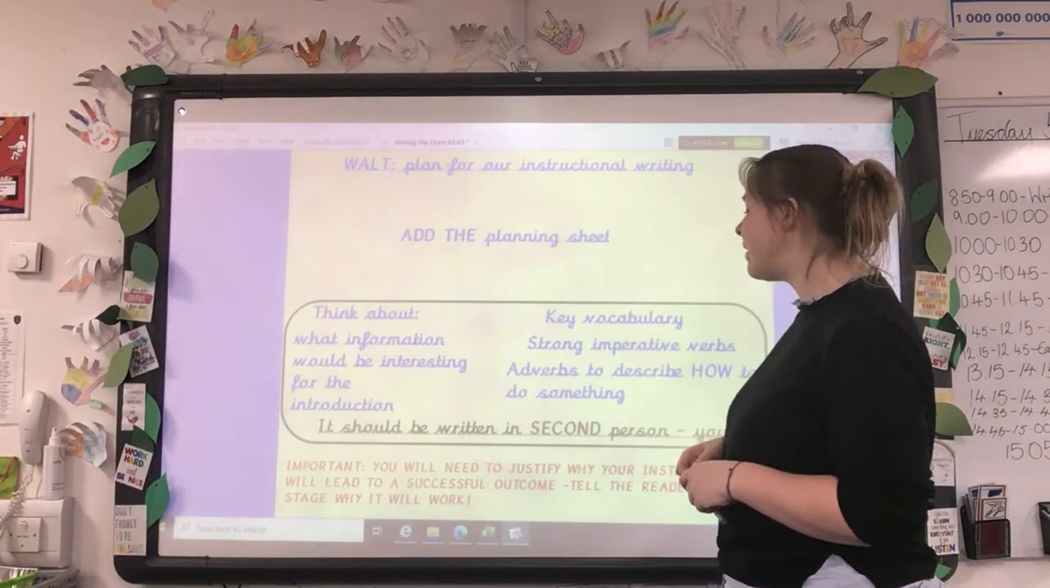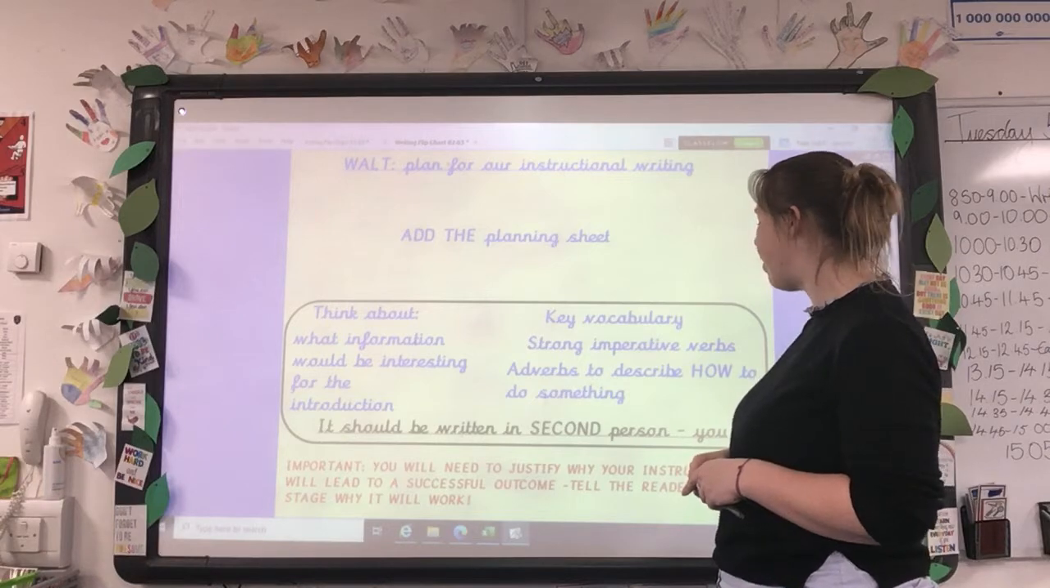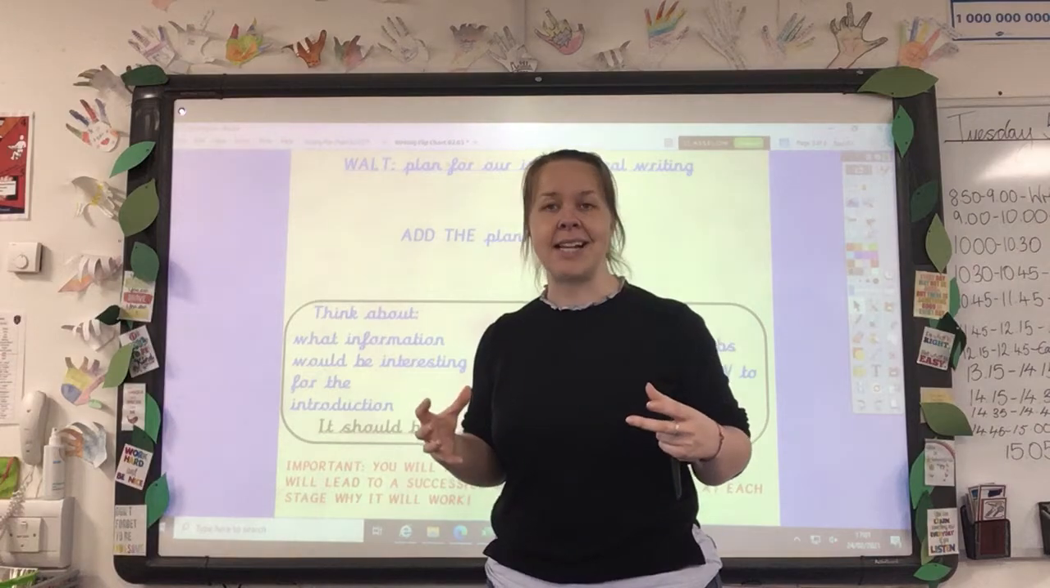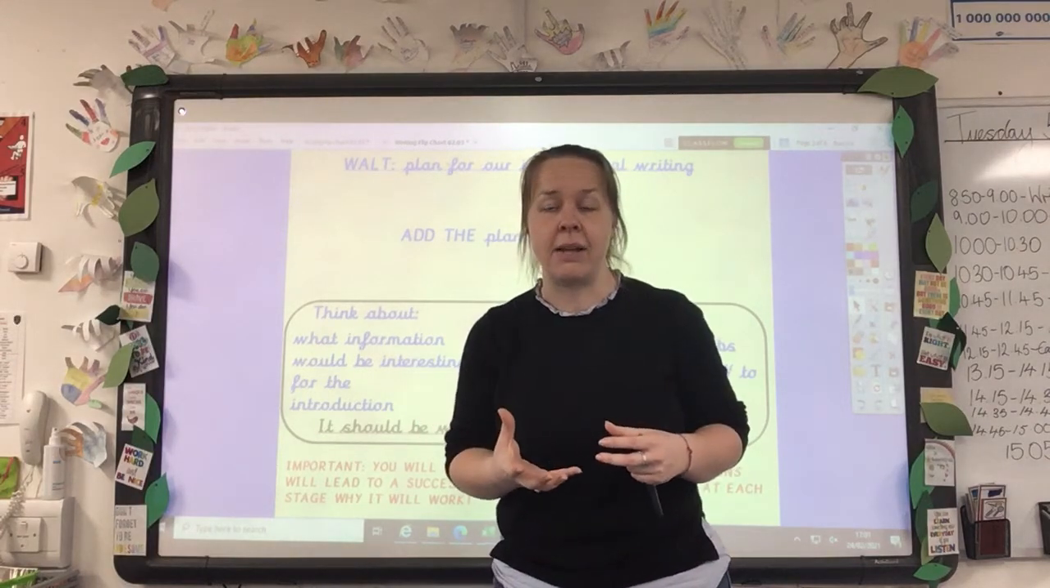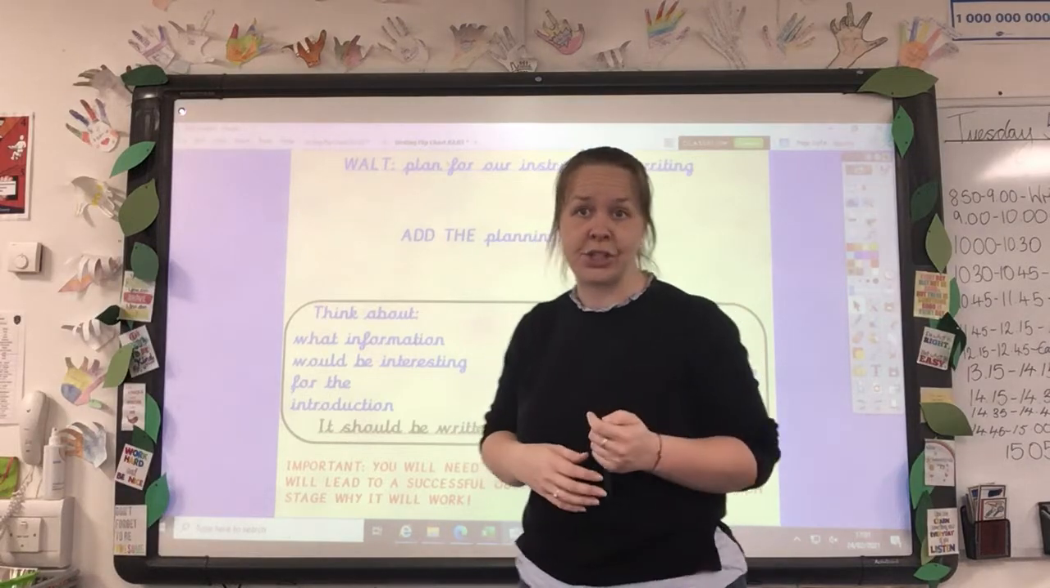Important. You will need to justify why your instructions will lead to a successful outcome. So you need to tell the reader at each stage why it will work. So we need some extended sentences, maybe with parentheses sometimes, or a subordinate clause to add that extra information.